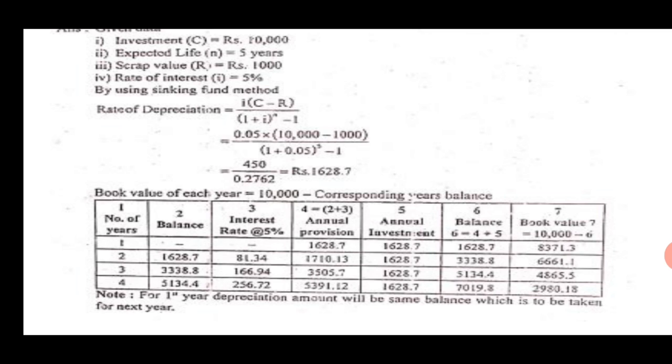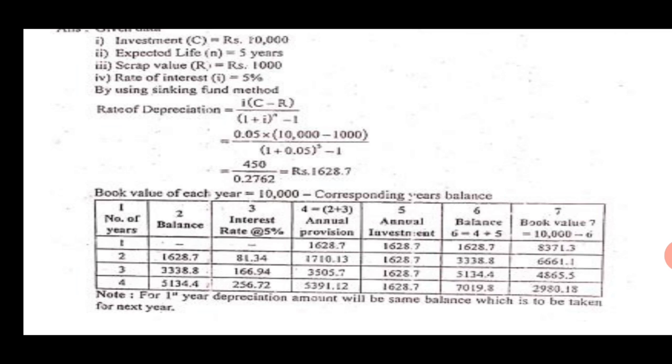So here the table, because this is the sinking fund method, instead of 4 columns you will have 7 columns. First is the number of years, second is the balance, whatever amount you are having in the depreciation fund. Then on that balance you will have an interest rate of 5%, because the bank is giving interest at 5%. Then annual provision is column number 4, that is 2 plus 3, that is the depreciation fund balance plus the rate of interest, that is the annual provision.